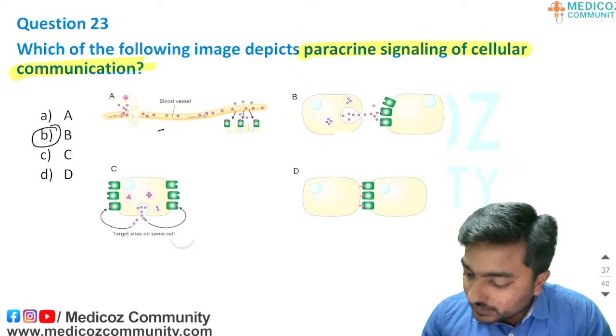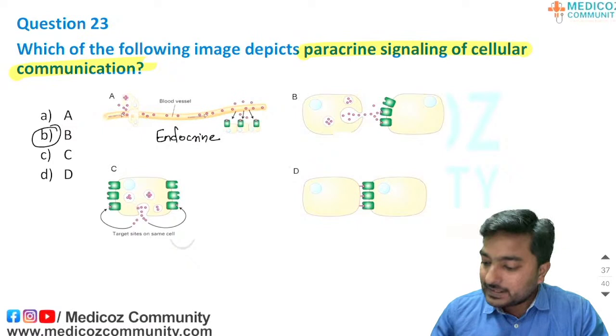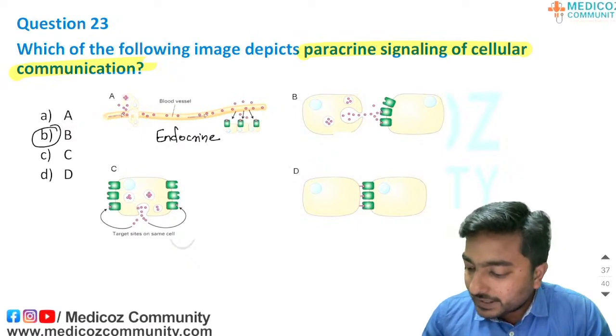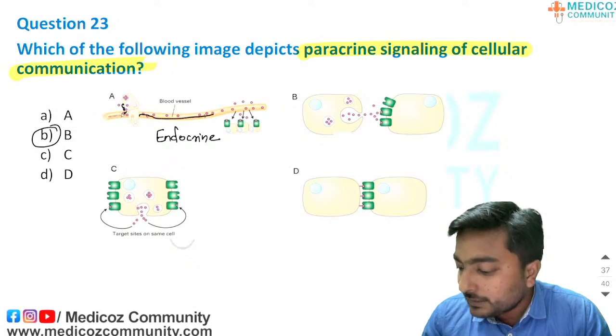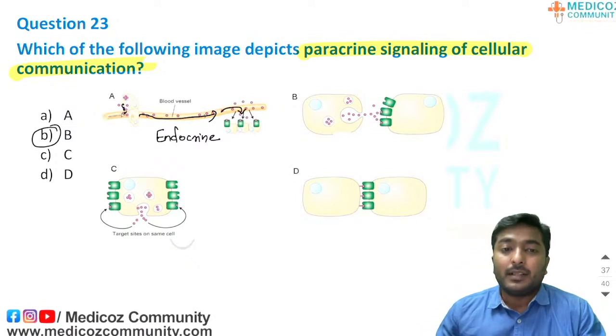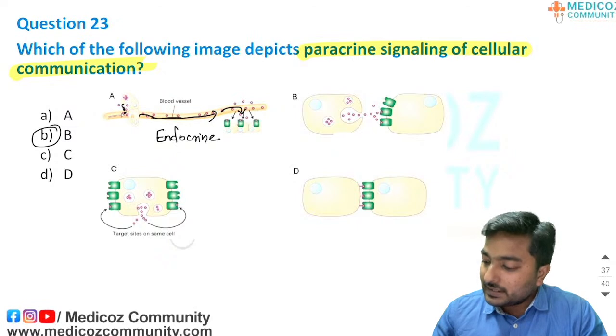And what is this one? This one is endocrine signaling. A cell or gland secretes a substance, the hormones travel in the blood vessels, and they act on a distant site from the site of production. But in paracrine, the cell secretes some molecules and they act on nearby cells. They travel a very short distance and act on the nearby cells. This is paracrine.